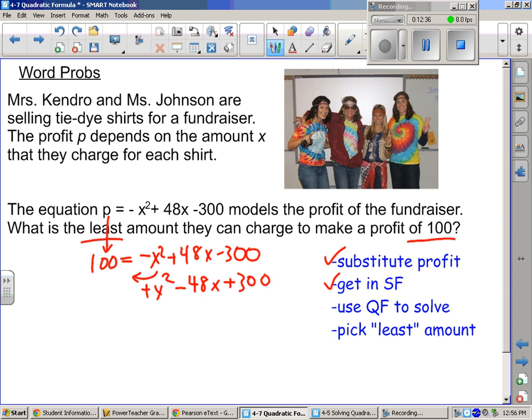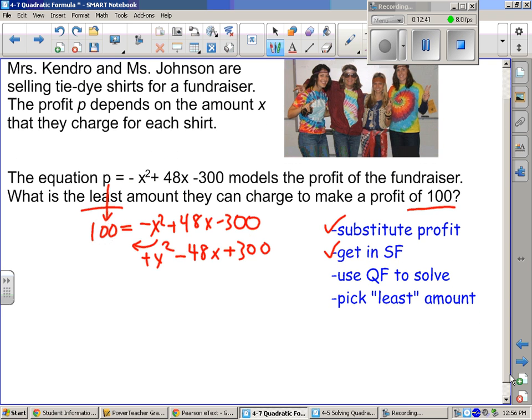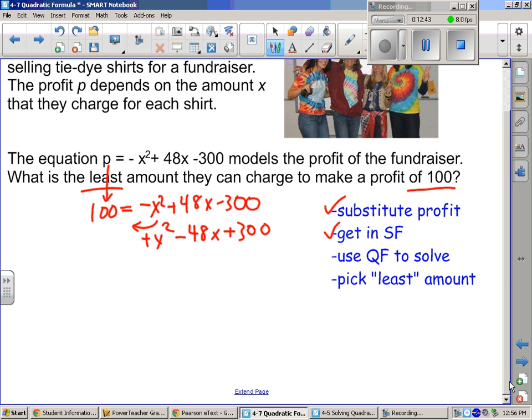Ooh, you're doing that all at once. Yeah, that's very fancy. Got talent. So, if I think about doing that all on this side, I've got x squared minus 48x, and then I have 100 plus 300. That will give me 400. Yes. All right, and then it's equal to 0. The next thing is use your quadratic formula to solve.